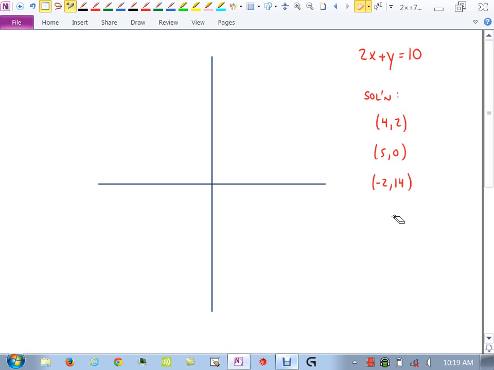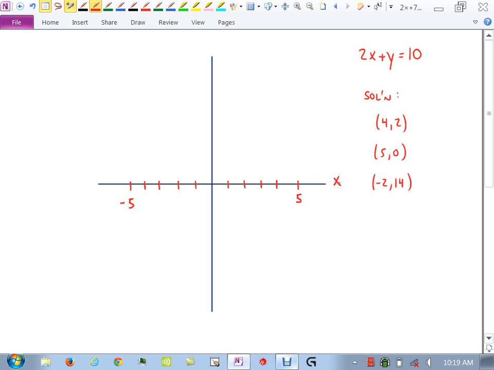I also need to make sure my y-axis covers from where to where? 0 to 14. So here's how I'm going to choose to do this. This is my choice. Yours might look a little different. I'm going to choose to go 5 units left and right. And each one of these is worth 1. So that means 5 would be out here on the right, and -5 would be out here. That's my x-axis.